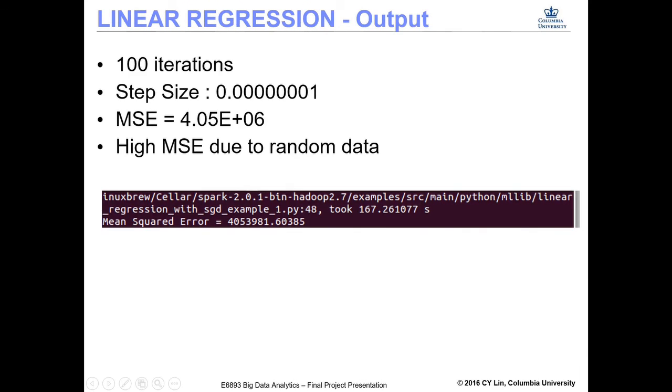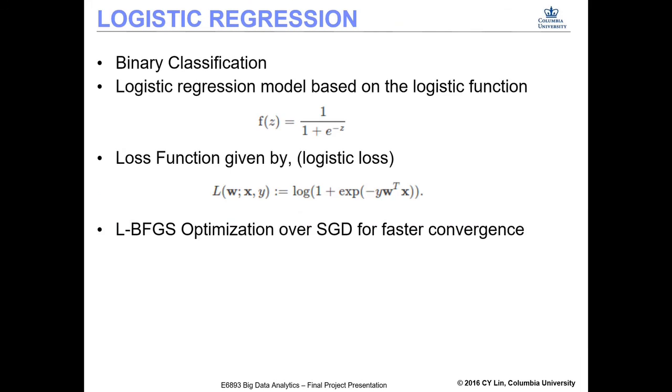The mean squared error was found to be 4.5 million. It's very high. As explained earlier, this MSE is so high due to the random nature of the data. The next model we look at is the logistic regression.